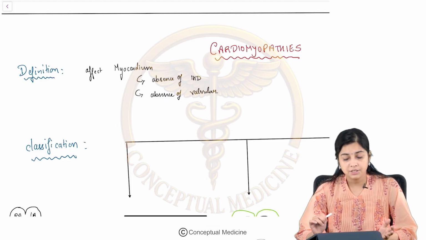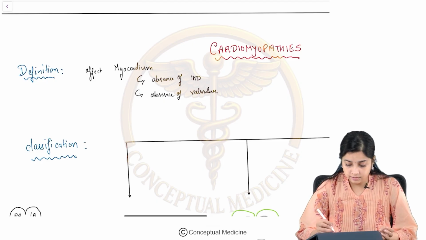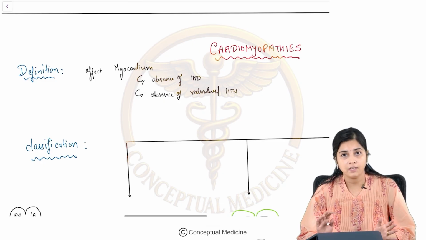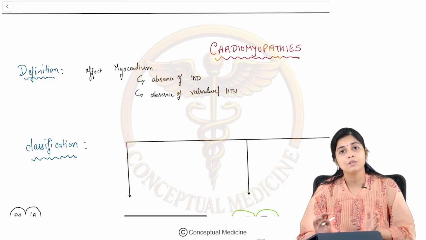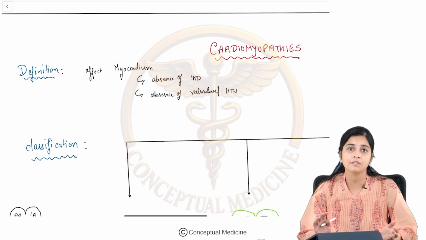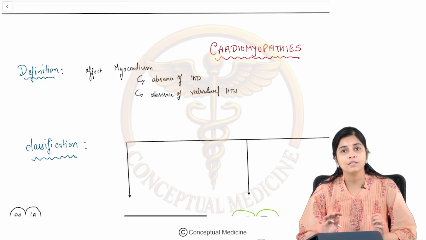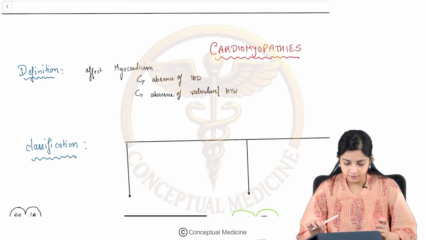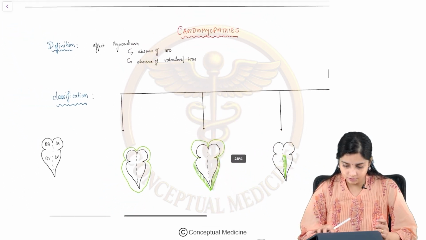Even ischemic heart disease, valvular heart disease or hypertensive heart disease can cause heart failure. But once you rule out IHD, valvular heart disease, hypertension or any other secondary forms which affect the myocardium, then this group of primary disorders are what are called the cardiomyopathies. So how do we classify these cardiomyopathies?